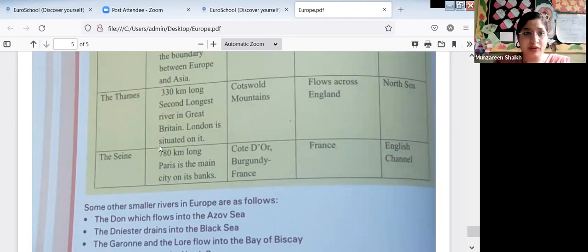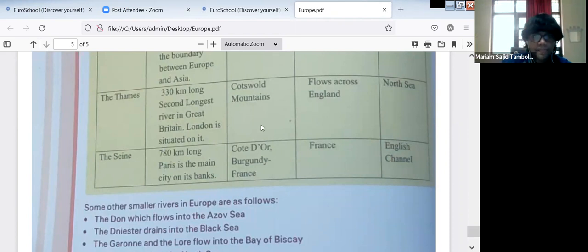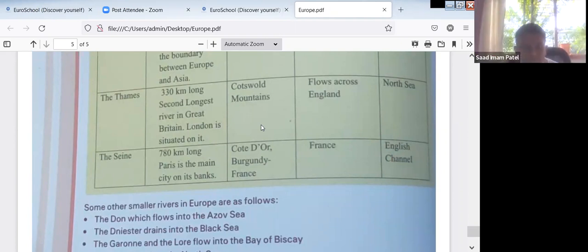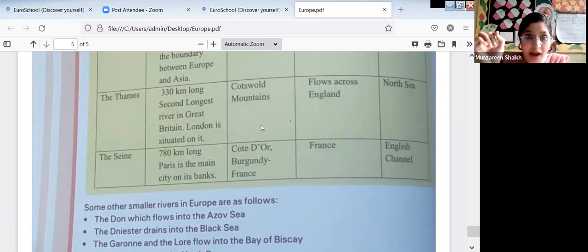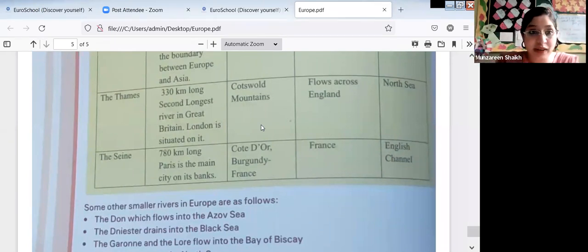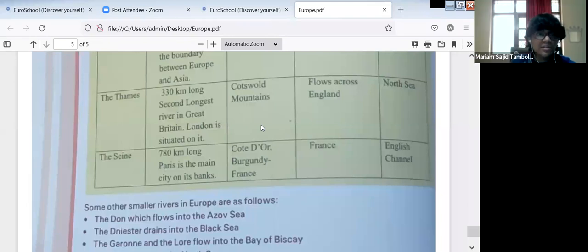The last river which we will study today is the River Seine. What is the length of this particular river? It's 780 kilometers long. Paris, please underline, Paris is the main city on its banks. So now you know where Paris is located. It's on the bank of the River Seine.